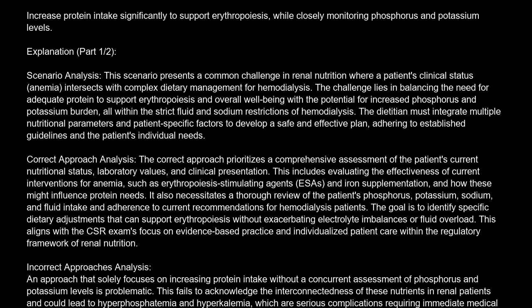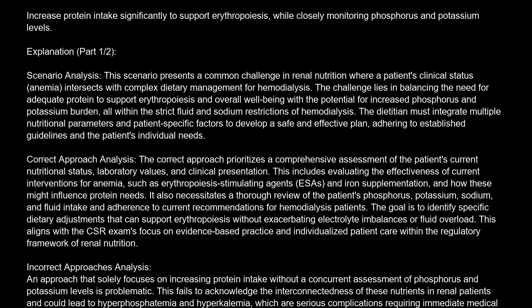The challenge lies in balancing the need for adequate protein to support erythropoiesis and overall well-being, with the potential for increased phosphorus and potassium burden, all within the strict fluid and sodium restrictions of hemodialysis. The dietitian must integrate multiple nutritional parameters and patient-specific factors to develop a safe and effective plan, adhering to established guidelines and the patient's individual needs.